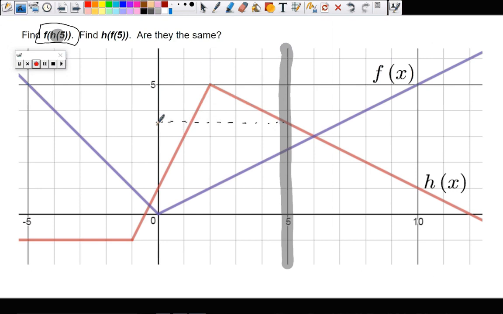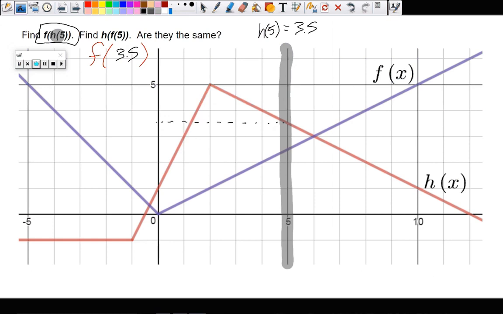3.5. So h of 5, listen, h of 5, otherwise the y value on h at x equals 5 is 3.5. You with me? So now the second step is we have to plug in what we got as an input into f.